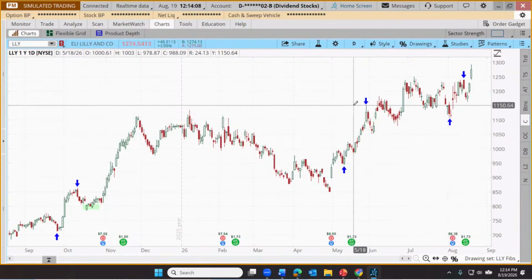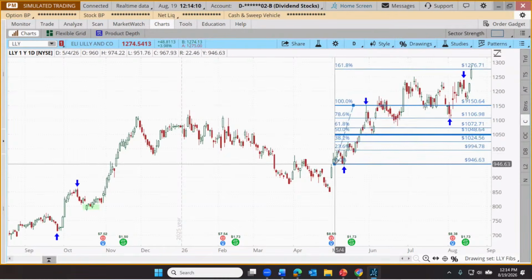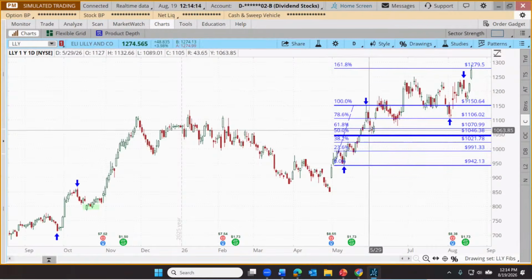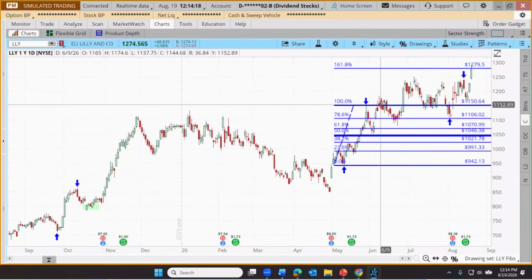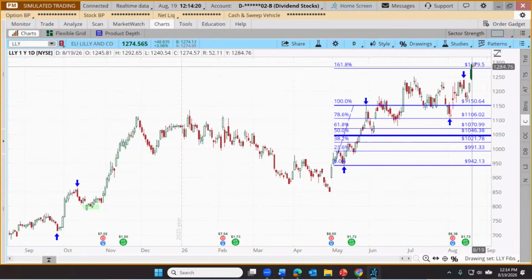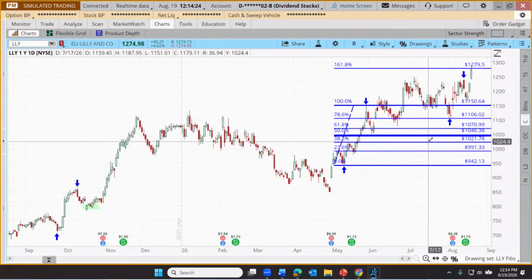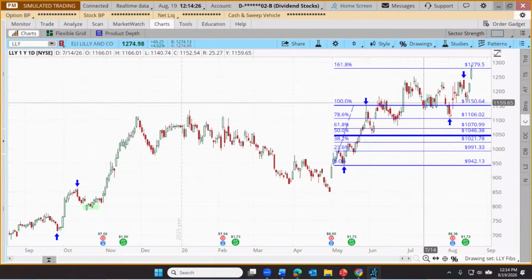So here's a big move to the upside. Click at the top to start the drawing. Click at the bottom to end the drawing. We're looking for a retracement somewhere around 61.8 for entry. Maybe taking profits here, or waiting. It's interesting, where we touched just recently, right up there.